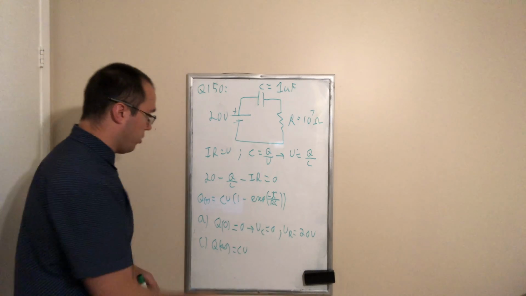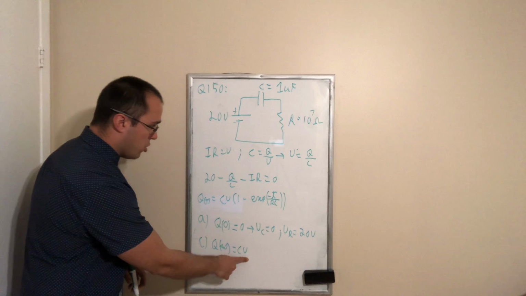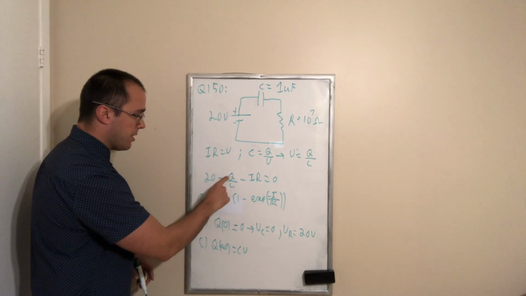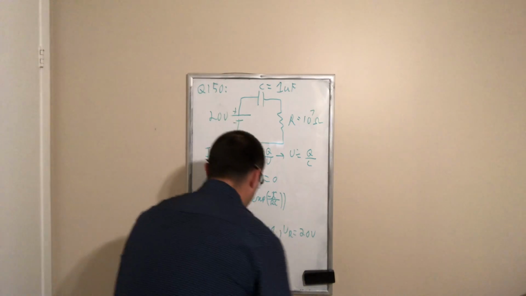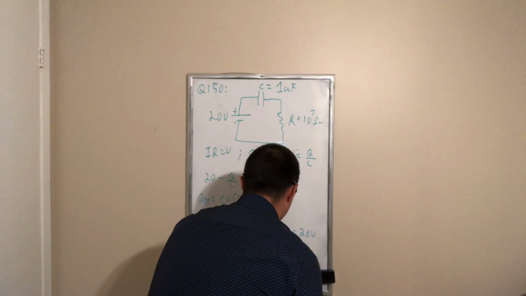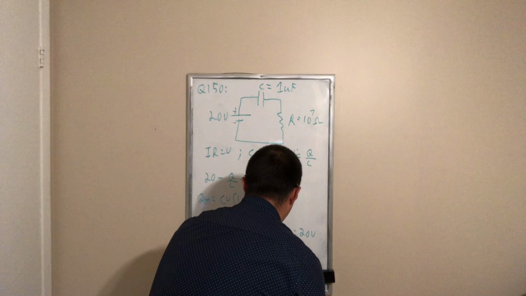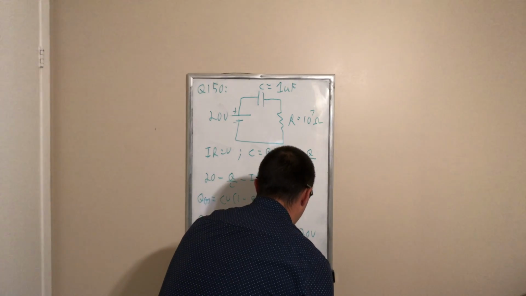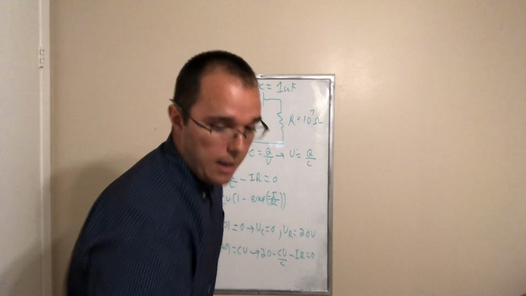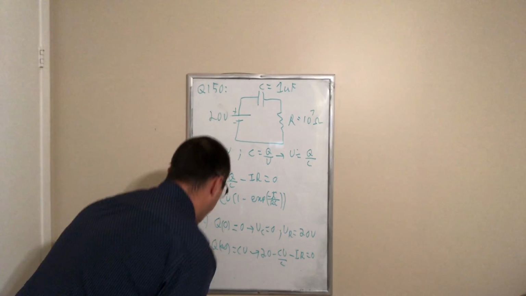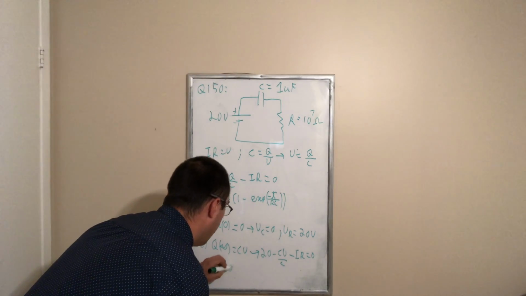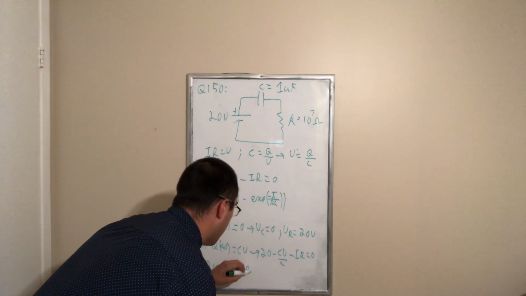The charge is equal to CV over here. So we replace the Q with CV. Just make sure here. That implies that 20 minus CV divided by C minus IR is equal to 0. Now V is 20 and the C cancels out. So we've got 20 minus IR is equal to 0.